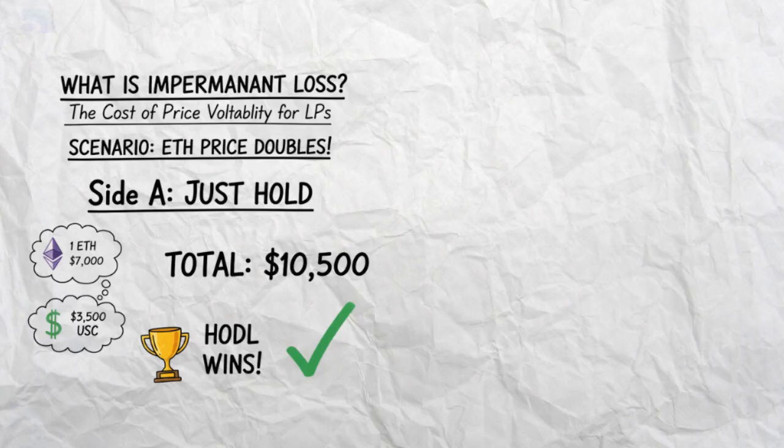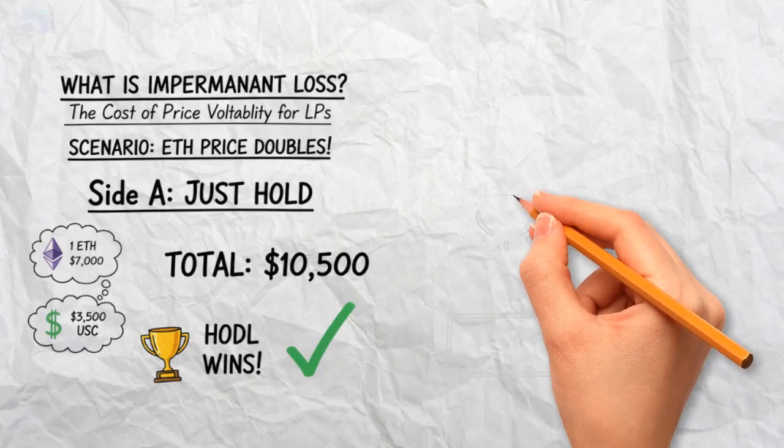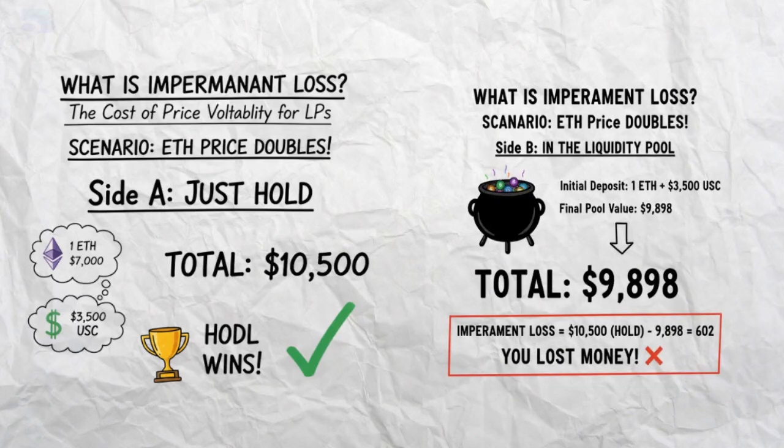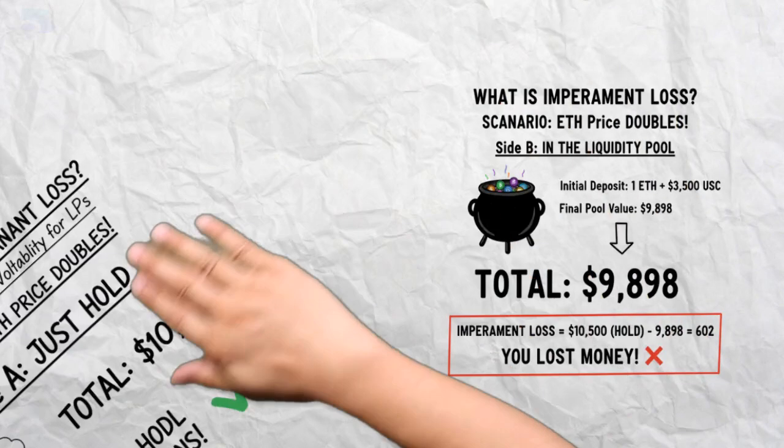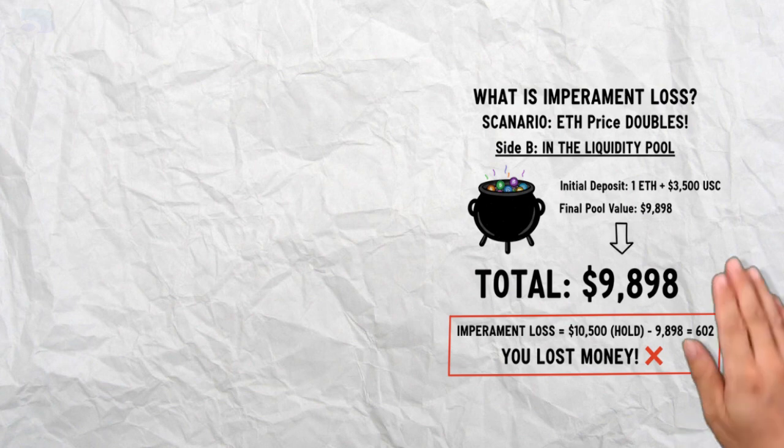If you had just held your tokens, you'd have 1 ETH, $7,000, plus $3,500 equals $10,500. But in the pool, the ratio rebalances. You might end up with 0.707 ETH, $4,949, plus 4,949 USDC equals $9,898. You've lost $602 compared to just holding.